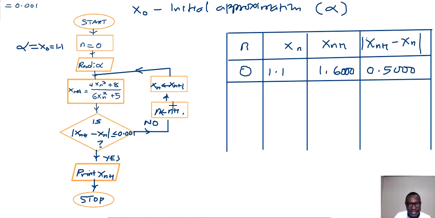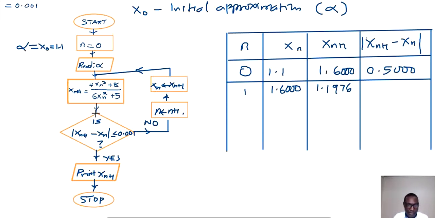So that means smaller n goes to another value. So we shall add a 1 on this previous n, and n becomes 1 here. Then xn becomes this value here. So xn takes on the value of xn plus 1, which is now 1.6000. And then we substitute here for xn. Let's substitute in our calculators and see what we get. So when we substitute in our calculator, we are getting 1.1976.